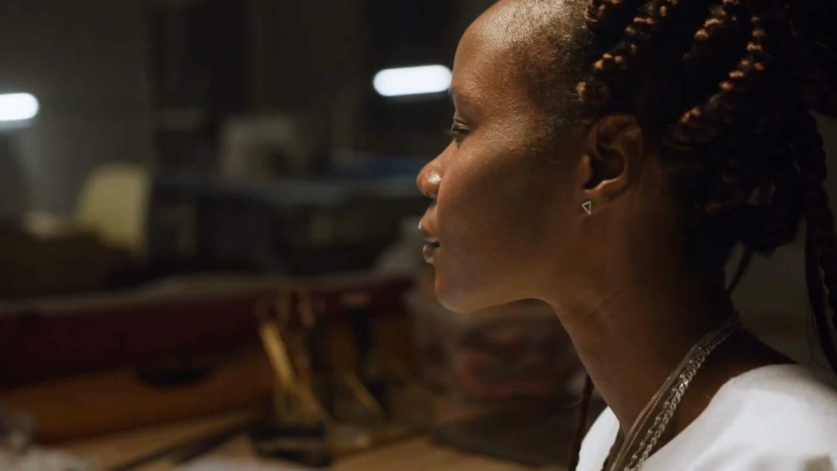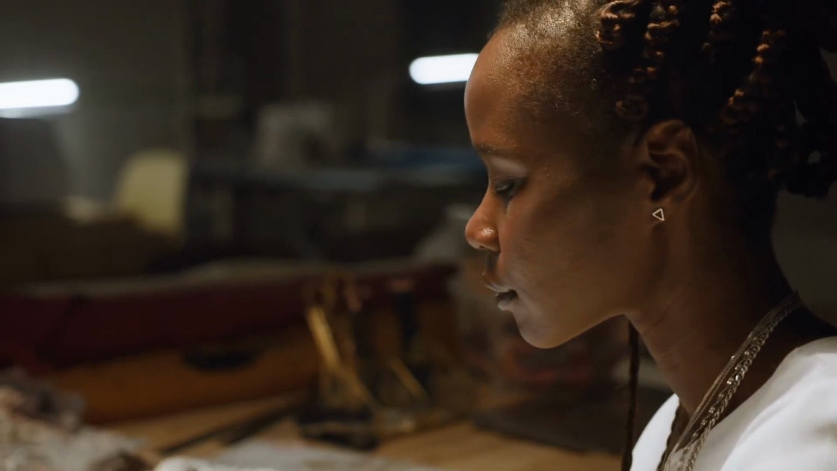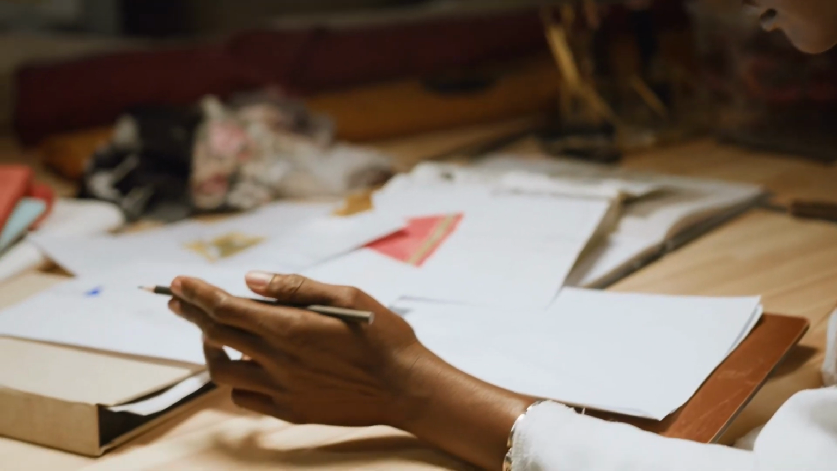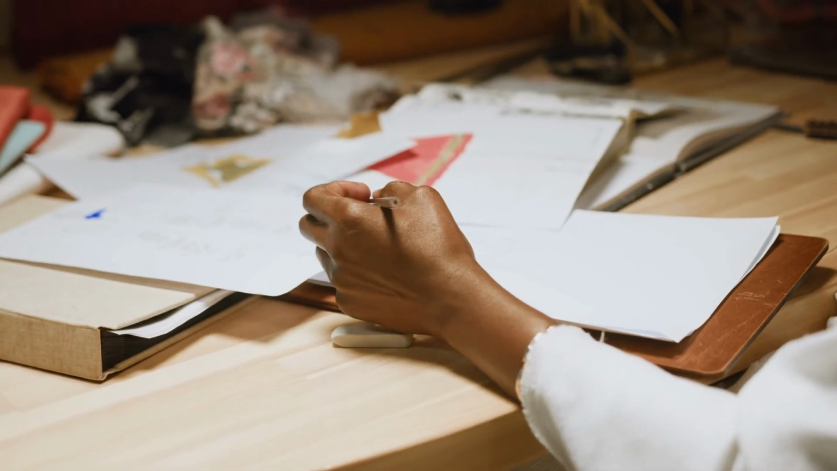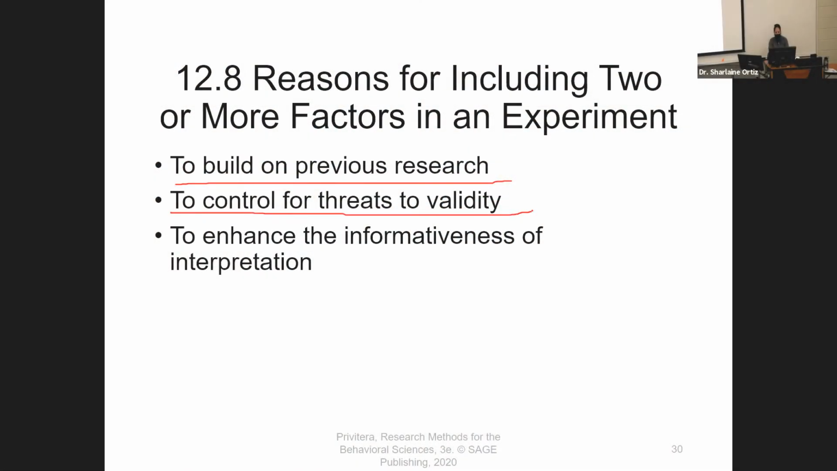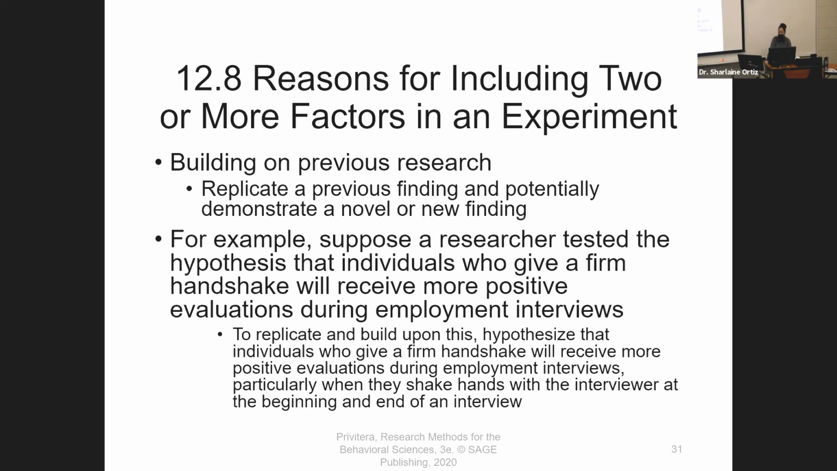So the first reason would be because we are interested in building upon previous research. The second reason is because we want to start controlling for threats to validity. And the third reason is because we want to enhance how much information I can get in order to provide my interpretation of my data. So let's look at each of these individually. Notice that, as I mentioned, one of the first reasons that you would like to include multiple variables is because you want to build upon previous research.